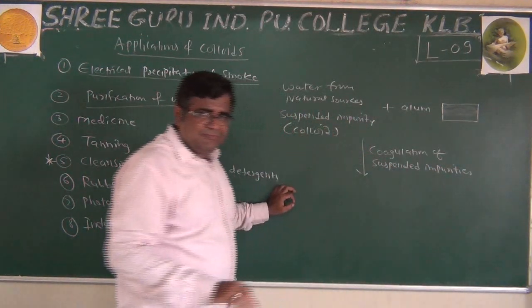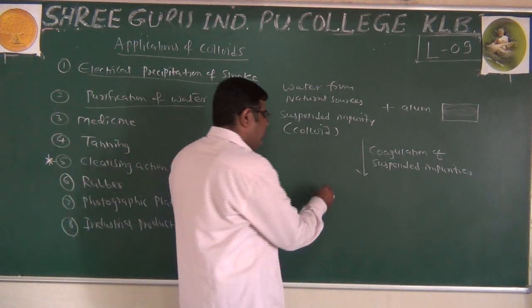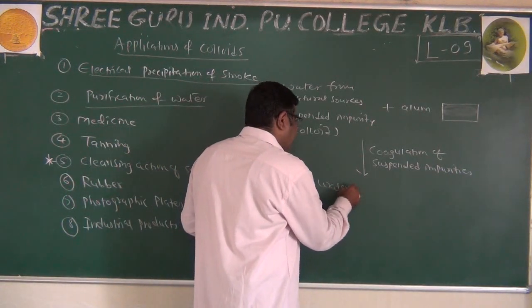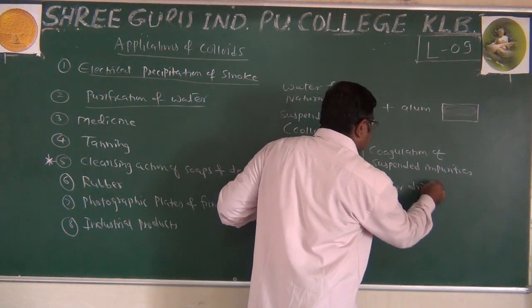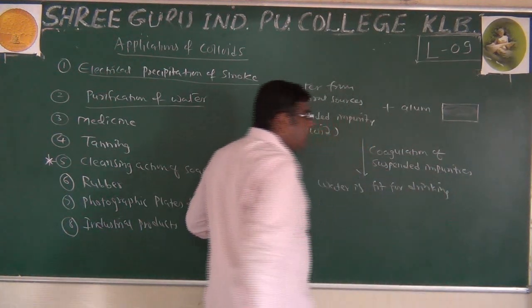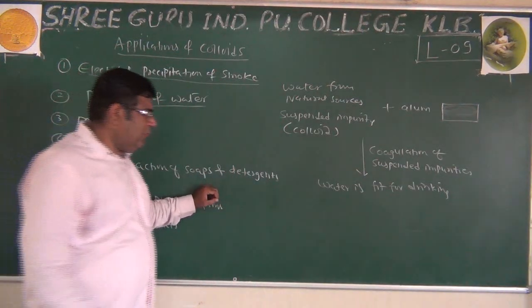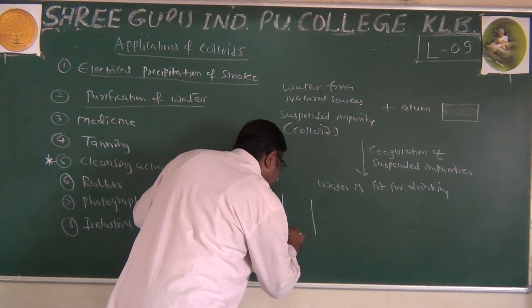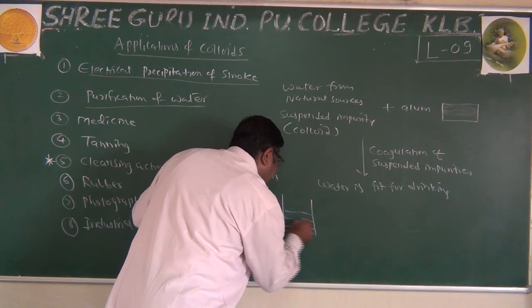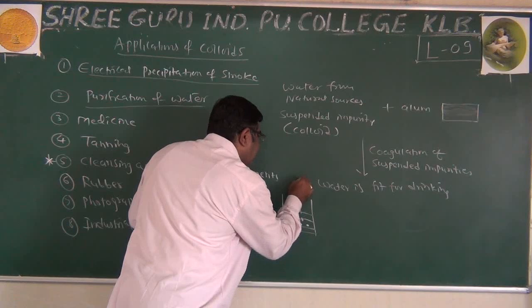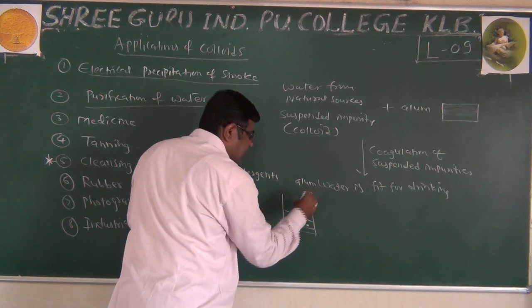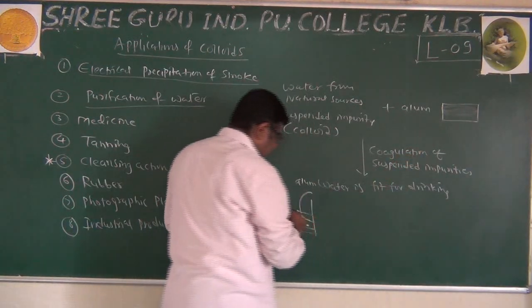This settles down because of formation of precipitate, and now water is fit for drinking. So one of the easiest ways of water purification: this is the water sample where these suspended impurities are there. We have to just take this white crystal and just remove this.